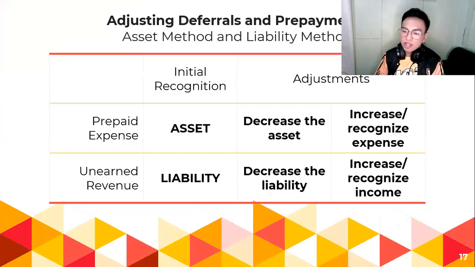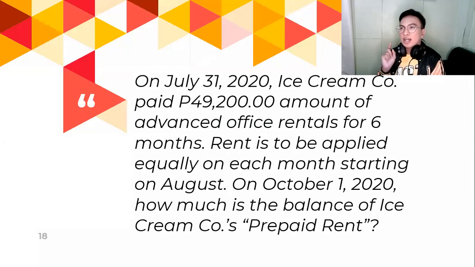Huwag natin itong ulitin. Punta tayo kay sample problem number 1. On July 31, 2020, ice cream company paid 49,200 amount of advanced office rentals for 6 months. The rent is to be applied equally on each month starting August. On October 1, how much is the balance of ice cream companies prepaid rent?